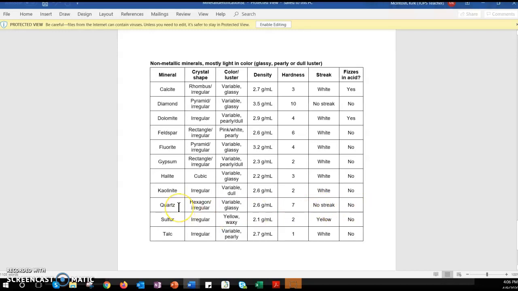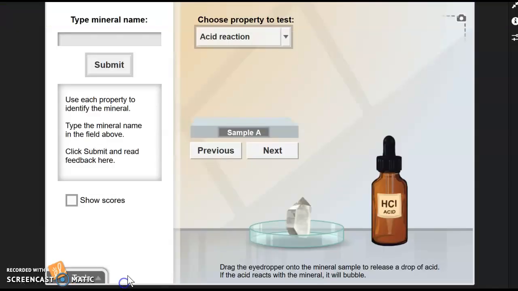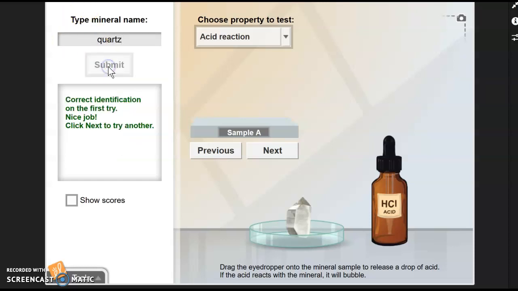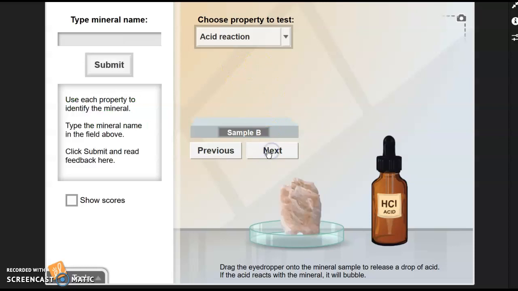So let's see if what we truly have is quartz. I'm going to type that in up here, quartz, and let's submit to see if we got it right. That is exactly what it is. Very good. So we guessed this first sample as quartz. We can try another one doing the same kind of thing.